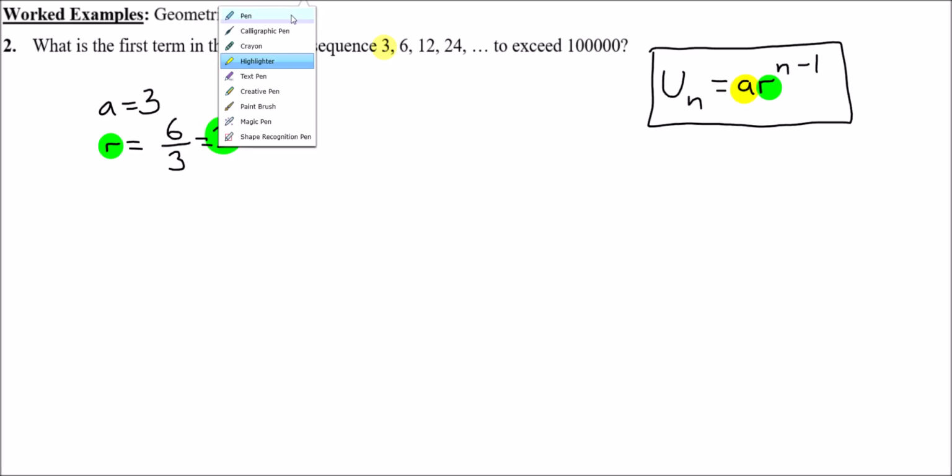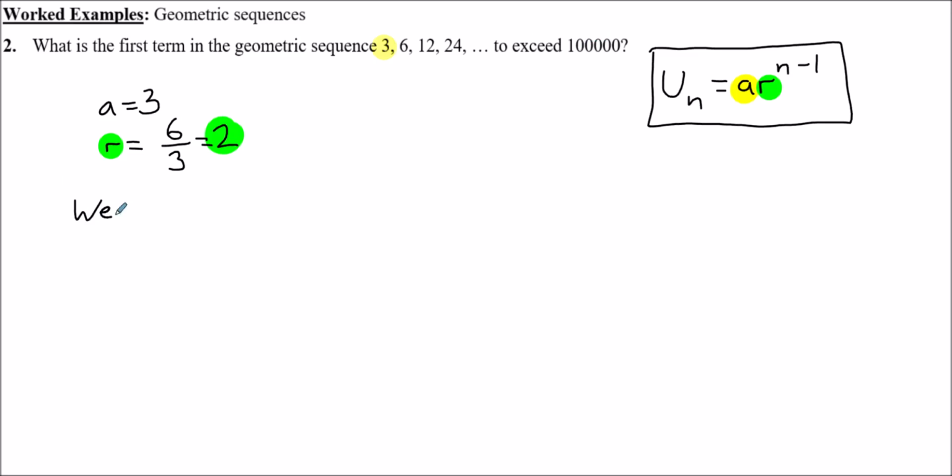So what we're wanting is a term, n, where we're trying to find n, which just is above 100,000. So we need ar to the n minus 1. So in other words, 3 times 2 to the n minus 1 to exceed 100,000.